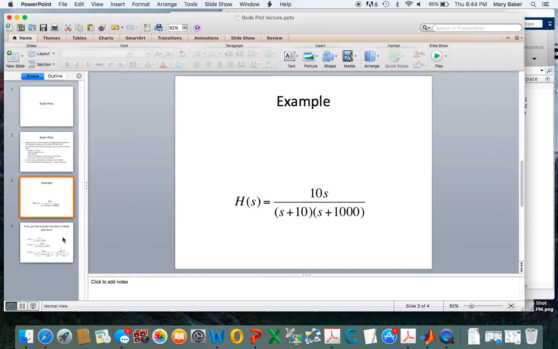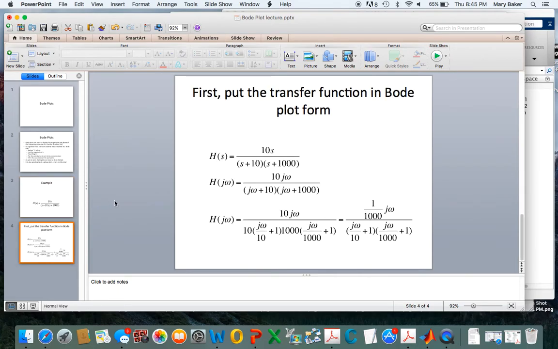Okay, well now let's look at the first step, and I'm going to divide this lecture up into segments because they're hard to watch and hard to track if they're more than just a few minutes. So we're going to divide this into segments. But the one thing I want to do before we conclude this part of the lecture is to show you how, given a transfer function, we put that in what is known as Bode plot form.